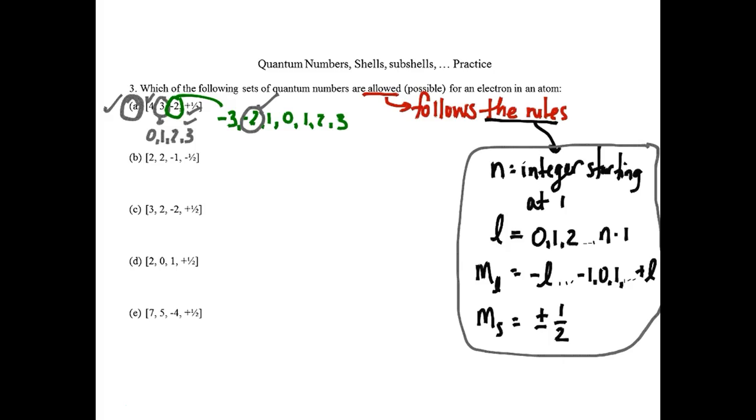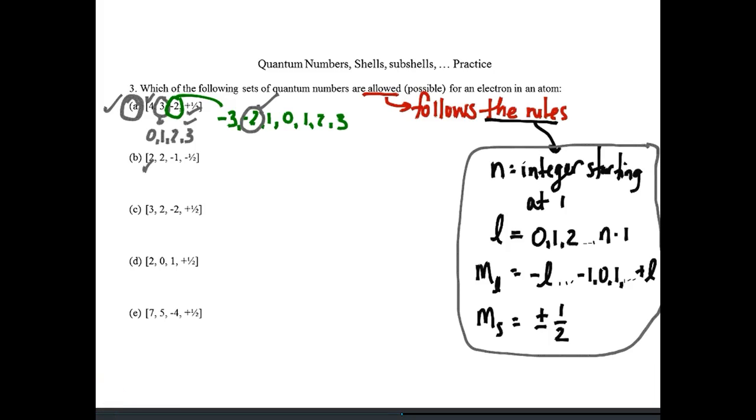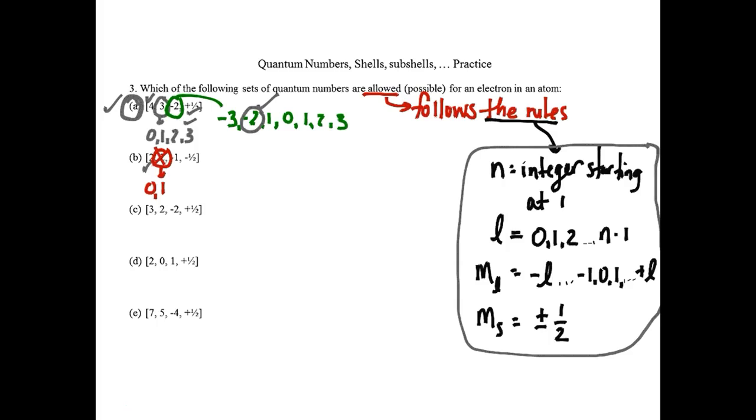Part B, I'm going to go one at a time. So the first one here, N is 2, that's fine. And if N is 2, that means L can be 0 or 1, but it can't be 2. And so that first one, in part B, the L quantum number can't be true. So this is wrong, and therefore you would not circle that one. Once you get to one that's wrong, you just move on. You say that one can't be true.